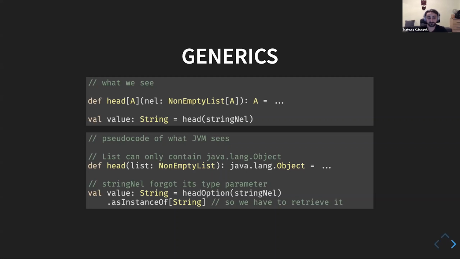So from the JVM point of view, we will always be putting in a NonEmptyList of java.lang.Object, and what will be extracted will always be java.lang.Object. But if we, for instance, pass there a NonEmptyList of String, and we know that this is a NonEmptyList of String, then we are expecting whatever we receive will also be String.